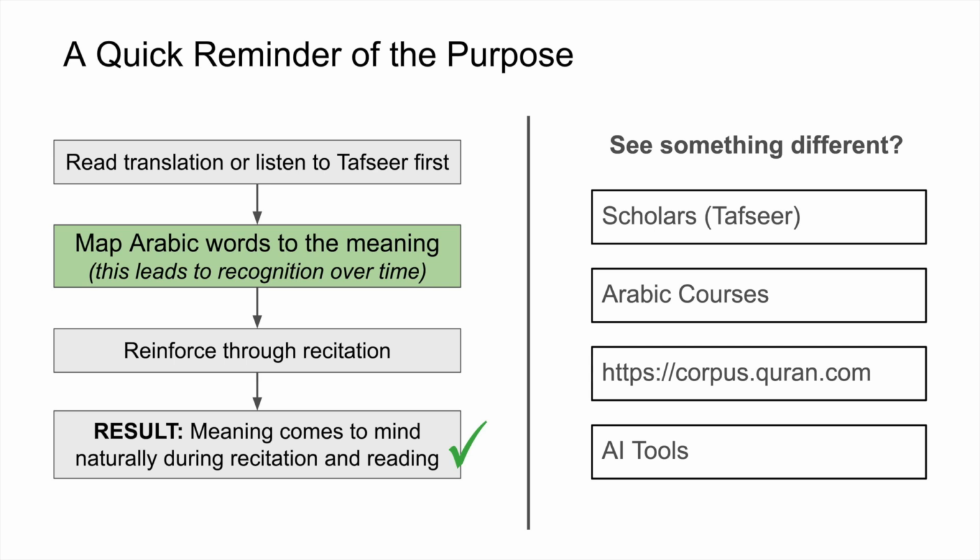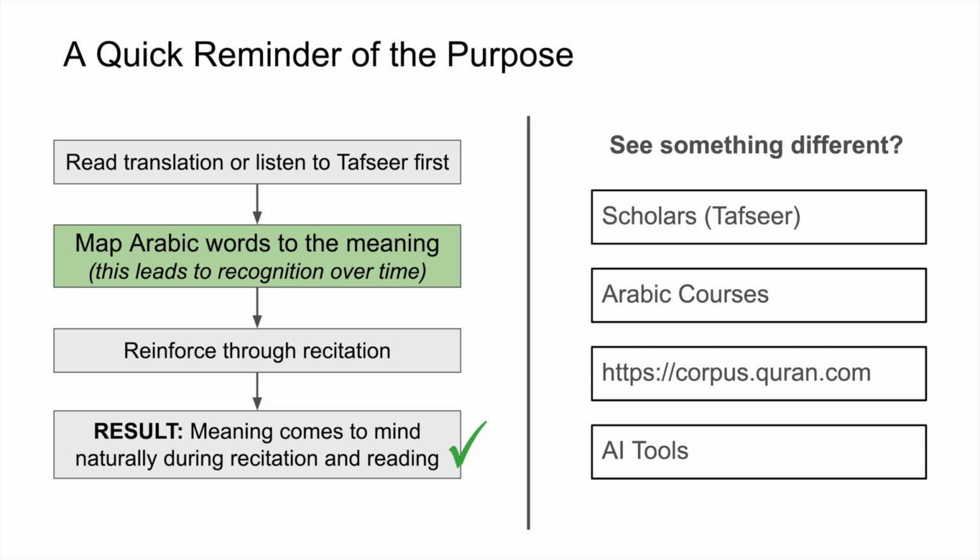That is why the process is simple. First, understand the meaning through translation, or tafsir. Then map the Arabic words to that meaning, and reinforce that connection through repeated listening and recitation. We intentionally do not cover everything. We do not focus on feminine forms, dual forms, or rare grammatical cases. Not because they are unimportant, but because they occur far less often and distract from the core goal of recognition.